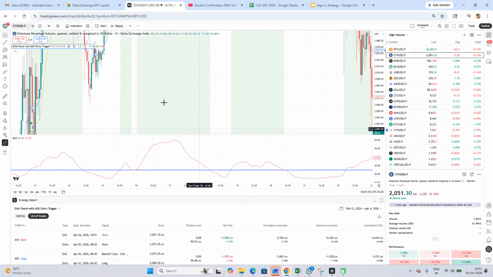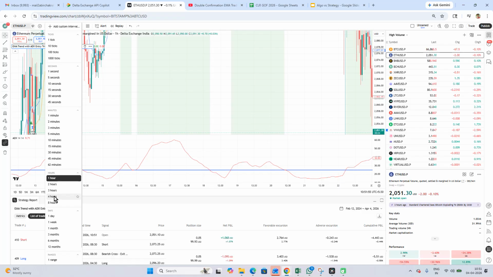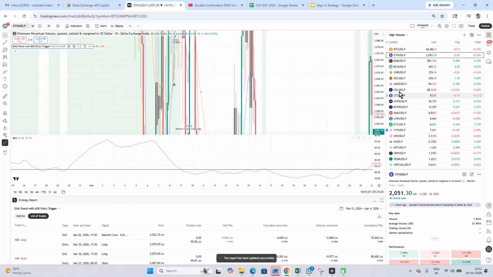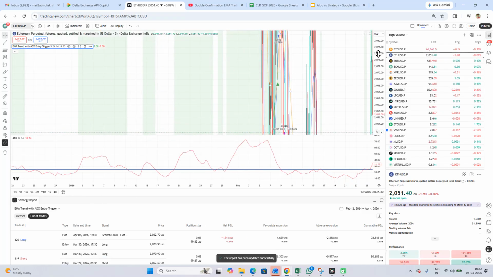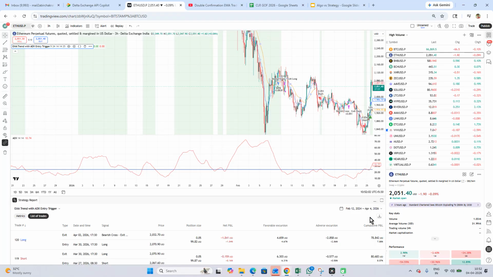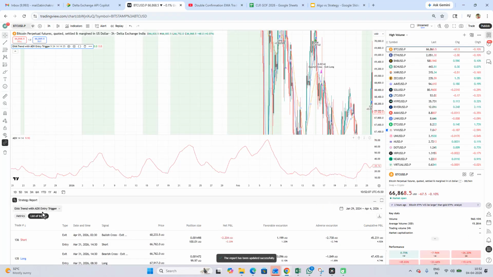Though I noticed one thing: when I test it on a higher time frame like 3 hours or 4 hours, it actually gives somewhat positive results. You can see for the 3 hour it is 78 for Ethereum, and for Bitcoin it is 45.